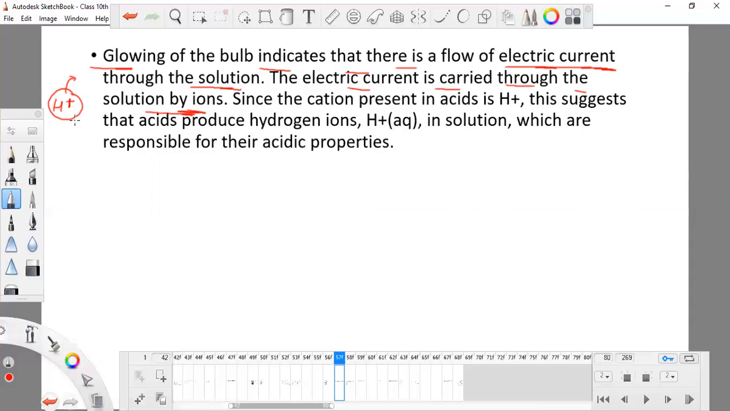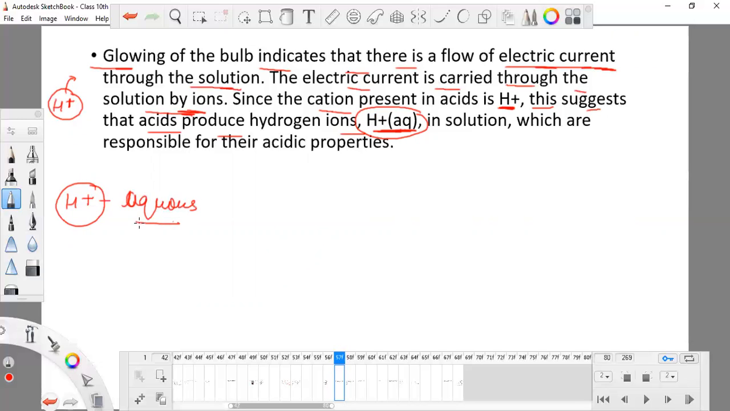Otherwise, there are so many substances which contain H, but definitely they are not releasing H ions. So that's why they are not acids. Since the cations present in acid were moving towards the cathode, this suggests that acids produce hydrogen ions. Aqua means hydrogen ions are produced only when they are in aqueous condition.